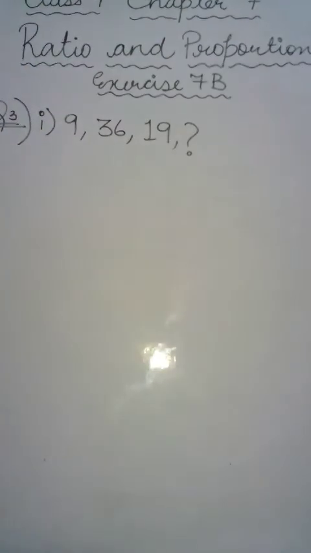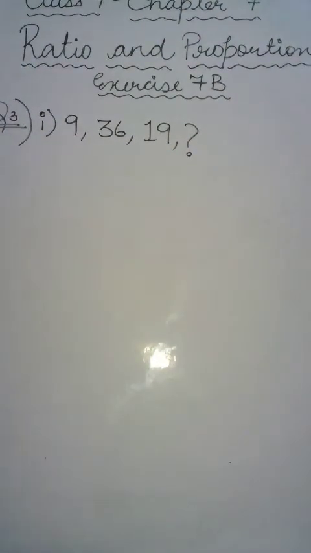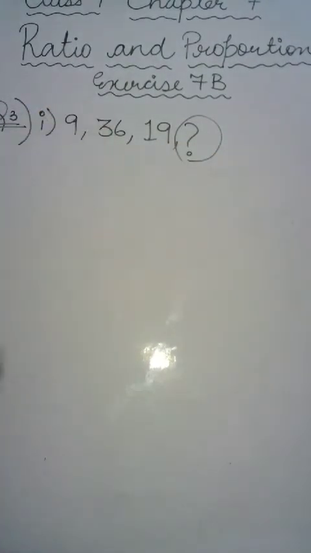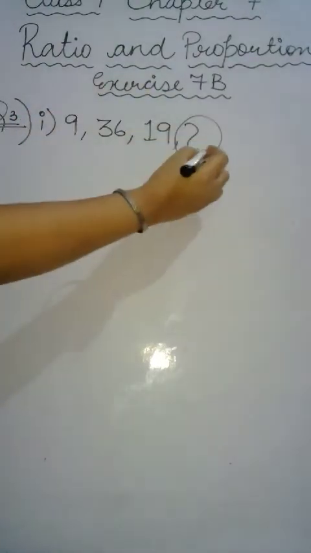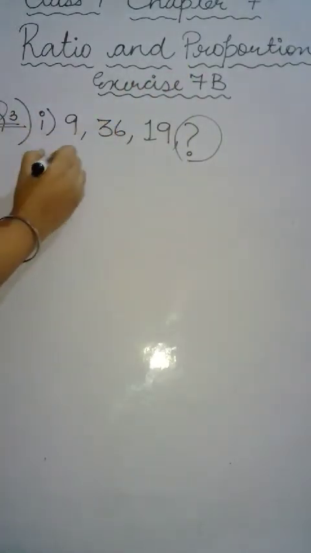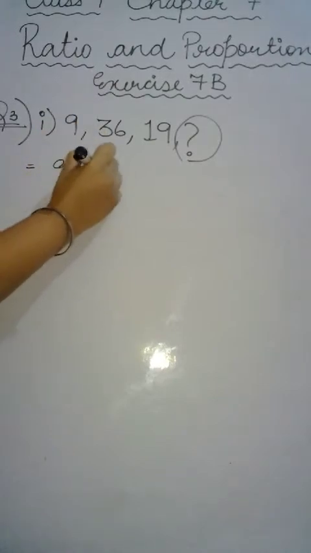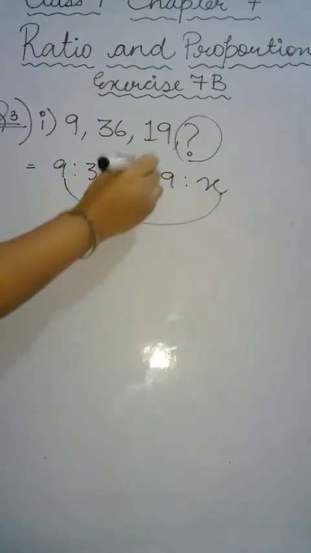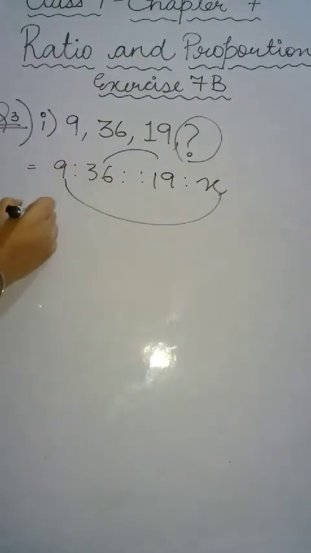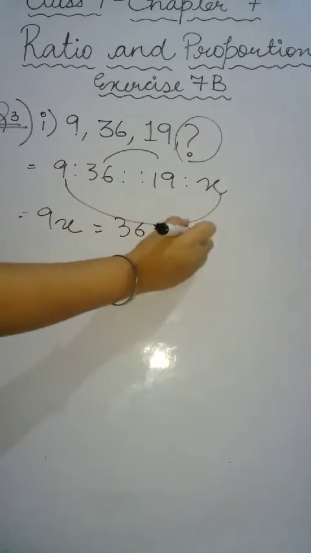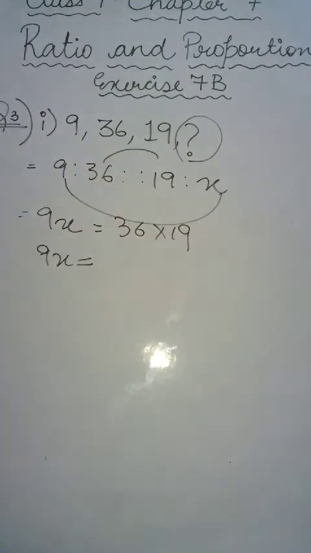Now in question number 3, you have to find out the fourth proportional. Fourth proportional means you don't know the value of the fourth number. So what do you have to do? In case of a question mark, you will write down x. 9 is to 36, 19 is to x. Same procedure you have to follow. This will give you 9x, and this side you will get 36 multiplied by 19. 9x equals 36 multiplied by 19.